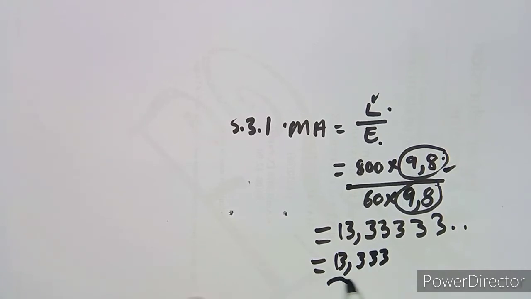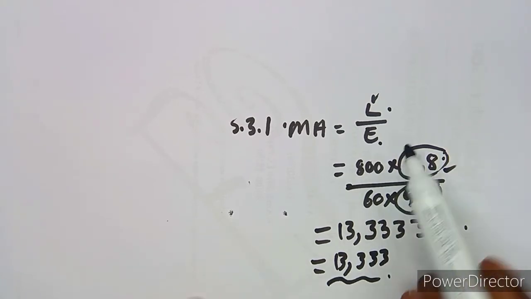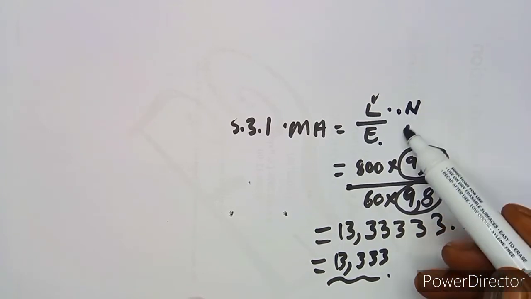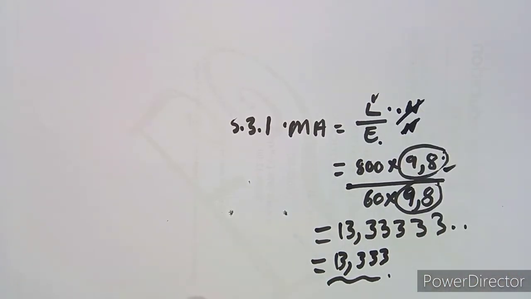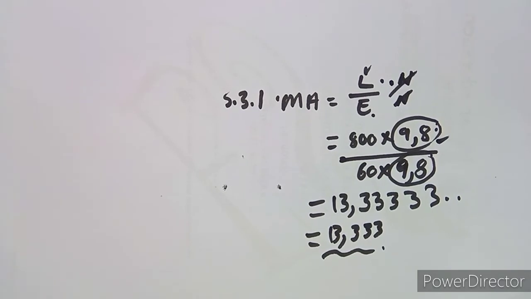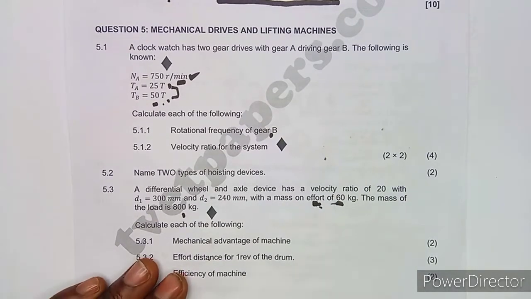So as we can see, this one is going to be a constant. Why? Because you're working with the same units here. This was in newtons, this was in newtons, so they'll cancel each other. So that means we are going to obtain a constant value. There is no unit for mechanical advantage, so I'm just going to leave it as a constant value like that. Now we've got the mechanical advantage.